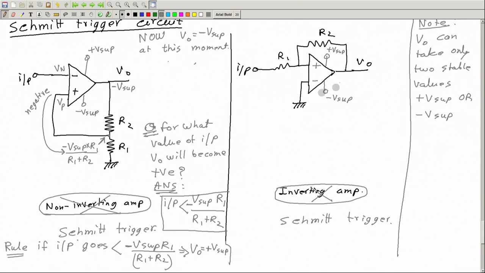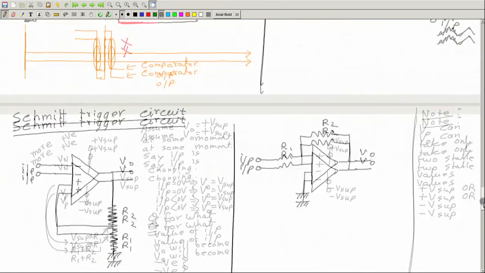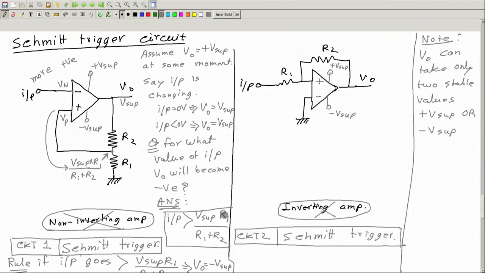Now let's do the analysis for this circuit. How will this behave? Okay, let me start writing from here. Once again, my approach will be very similar. I will take it for granted at this moment that output can take only two stable values, positive V supply and negative V supply. I will justify that later. For now, let us assume output can be either positive V supply or negative V supply.